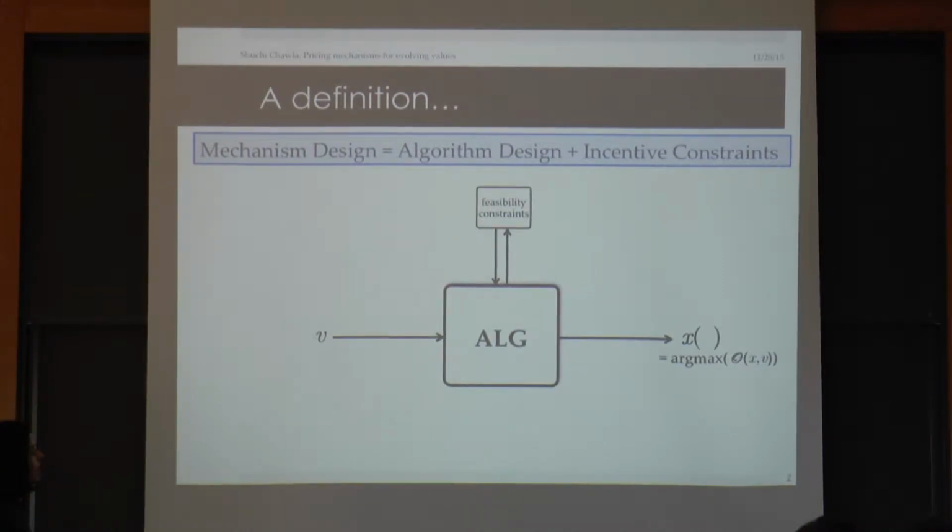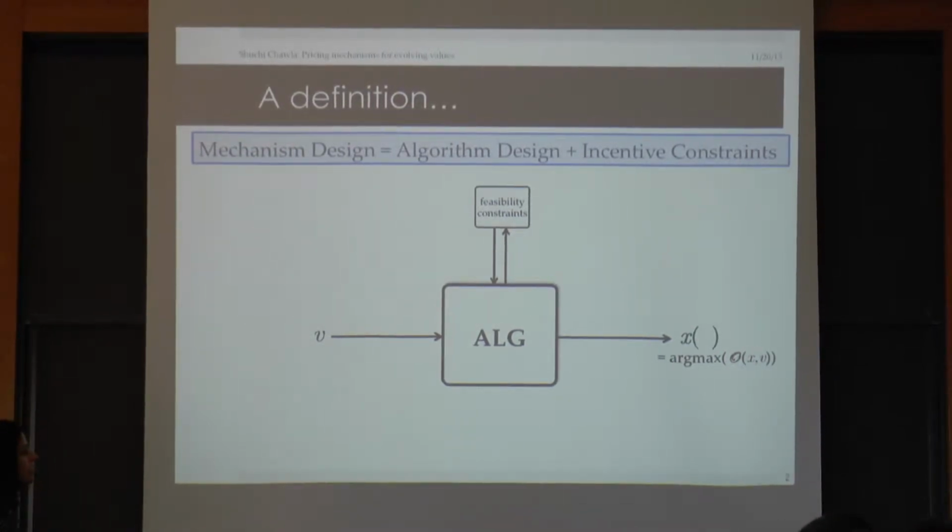So here's a way of thinking about an algorithm. It's a box that takes in some input, produces an output, and maybe this output is something that's trying to solve an optimization problem. You're trying to maximize or minimize some objective. And there are potentially some feasibility constraints you need to take care of in producing an output.